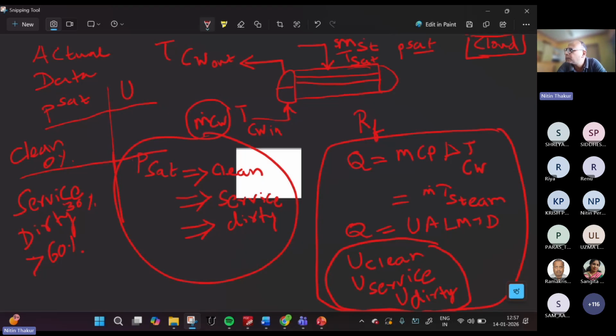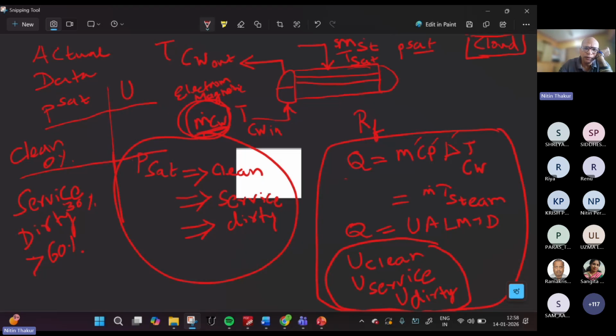This is where I really wanted to focus in today's presentation, how this is really done. I mean, this all looks good on paper as far as the formulas, but physically, how is it done? So what we did is we put an electromagnetic flow meter to measure the mass flow of the cooling water.